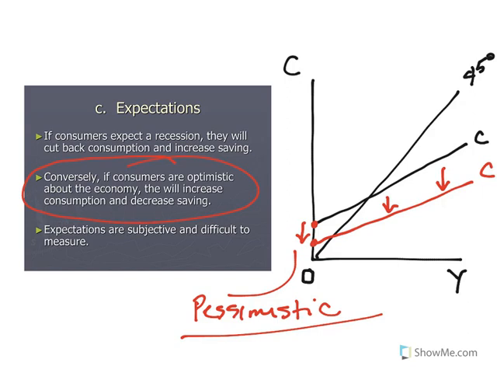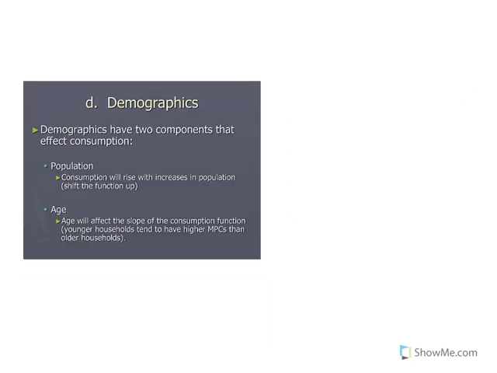So even though expectations can be subjective and difficult to measure, the government knows, they send out these surveys on a regular basis asking people how they feel about the economy, because they know expectations are a very important determinant of autonomous consumption in the economy. If we can't get people to feel favorably about the economy, people are not going to be willing to spend more money. Now, the third factor that can influence autonomous consumption is simply the demographic makeup of society.